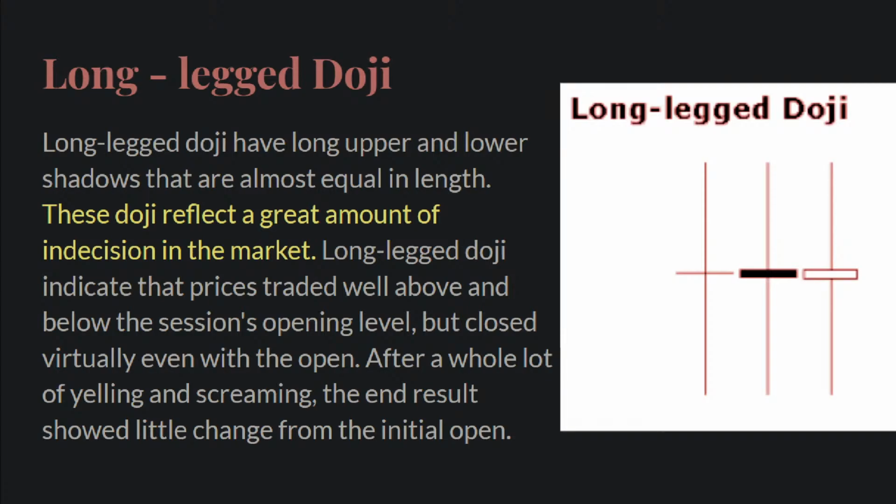And here we go with another one. So just while we're on the topic of different types of dojis and so on, this one's quite an interesting one. The long-legged doji have long upper and lower shadows, but are almost equal in length. So we can see it's almost exactly like a plus sign. It's acceptable to have a little bit of an inner body candle there. These dojis reflect a great amount of indecision in the market because one thing that you see out of this is there was a lot of volatility apparent.